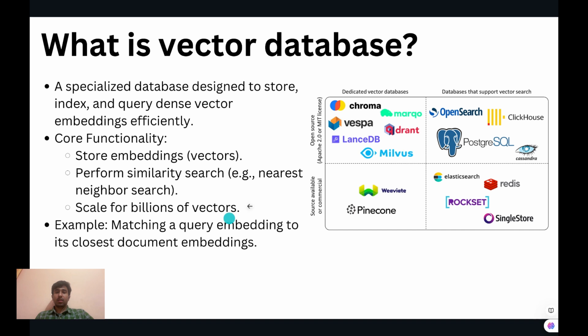For example, there are different vector databases available. Some of the open source databases are ChromaDB, VespaDB, Quadrant, Milvus, and Weaviate and Pinecone are vector databases which have both open source and paid licenses available. And some other databases are also available for vector embeddings, like Elasticsearch, Redis, Single Store, like that.